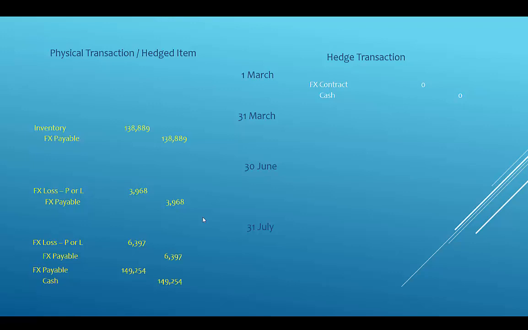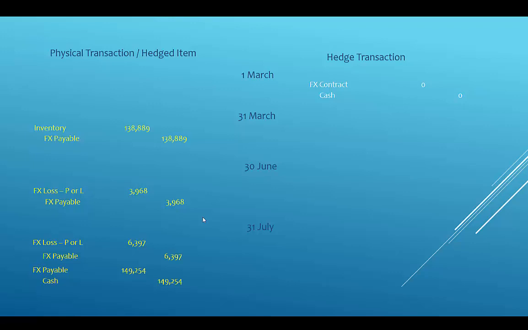And that's important because this now identifies the hedge transaction on the 1st of March as being a cash flow hedge. And you can sort of see this because there's not a matching physical transaction to offset it. And this is quite important in terms of the treatment of the gains or losses on the hedge.